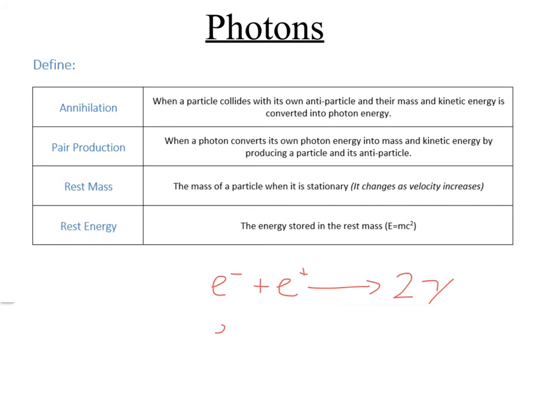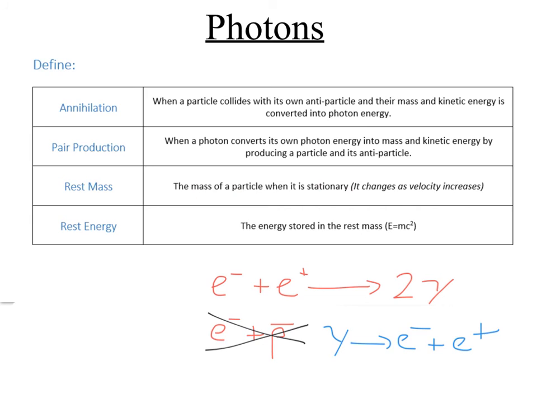Just a word of warning, if an electron meets an antiproton, this does not annihilate. It's only when a particle meets its own antiparticle that you get annihilation. Pair production is like the opposite of that, so it's when you have a photon and actually it produces a particle-antiparticle pair. And it can only do that if it has sufficient energy to produce them. And that energy is determined by these 2 constants here, the rest mass and the rest energy.